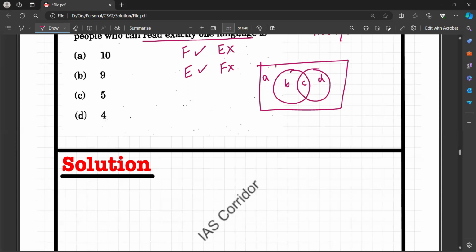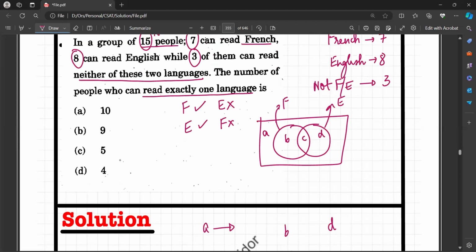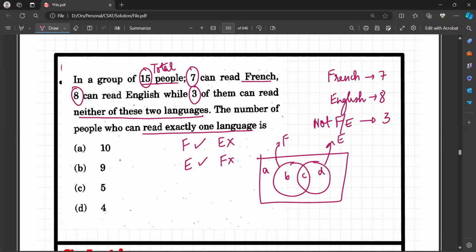Suppose this is the Venn of French. This is the Venn of English. What does A signify? A signifies the person cannot speak French or English. What does B signify? B signifies person speaks French but not English. What does D signify? D signifies person speaks English but not French. What does C signify? C signifies the person speaks French as well as English. Now, with this idea, can you place this data here?